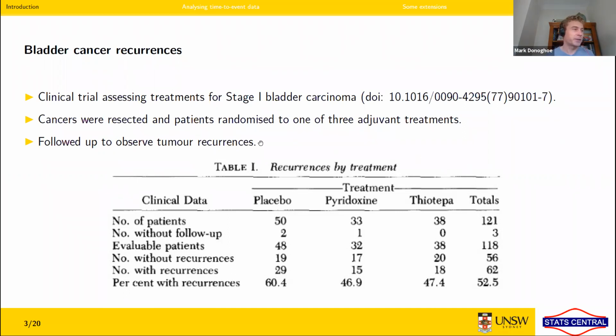And this is just a summary table of what was observed. There are 121 patients altogether, randomized into the 3 groups. A few of them didn't have any follow-up, but once we followed them up, we saw that in the placebo group, about 60% had a recurrence. And in the 2 active treatment groups, it was a bit lower, down around 47%. So that's something we can look at. You could do a chi-squared test or something to test for differences in those proportions.